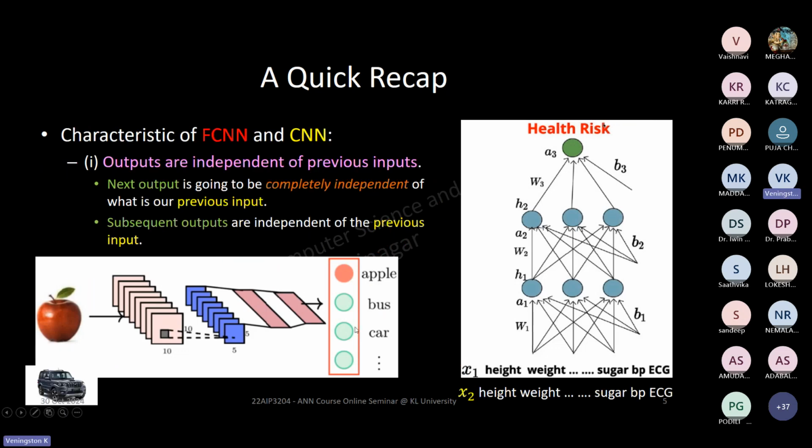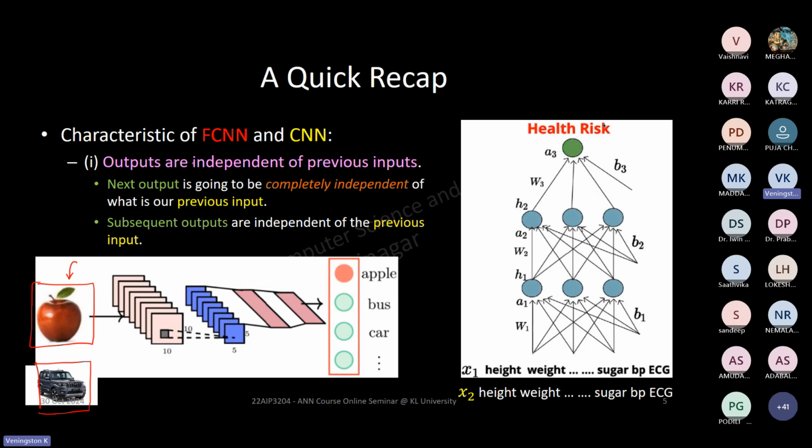This is something that I have already emphasized: the outputs are independent of previous inputs. For example, the current output for this particular image doesn't depend on the previous image that was applied to the model. Say the model has learned something from this image, and the next sample that comes from the training set is an image of a car. When it comes into this model, the model will again learn a different set of parameters from this car, which is completely independent of the previous image that was applied to the model.